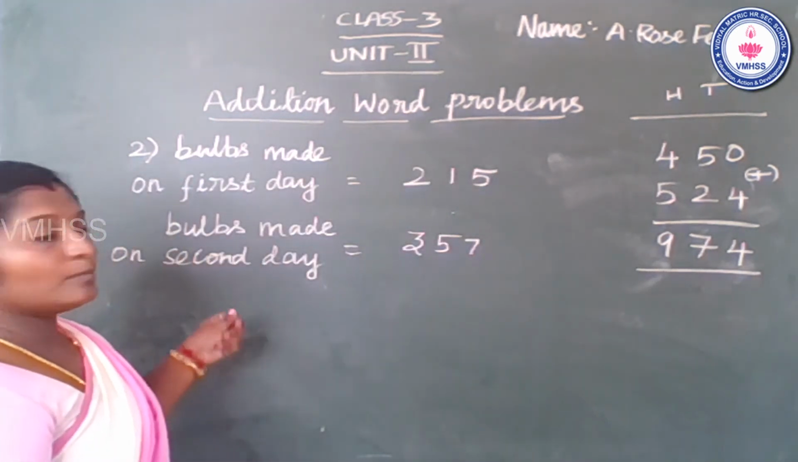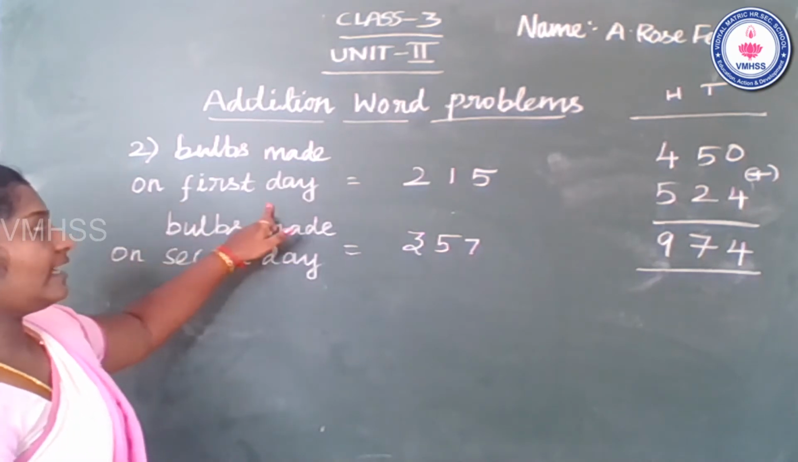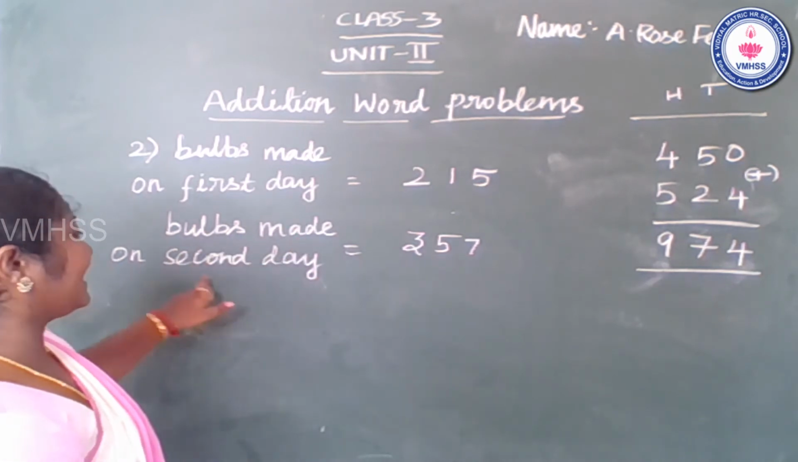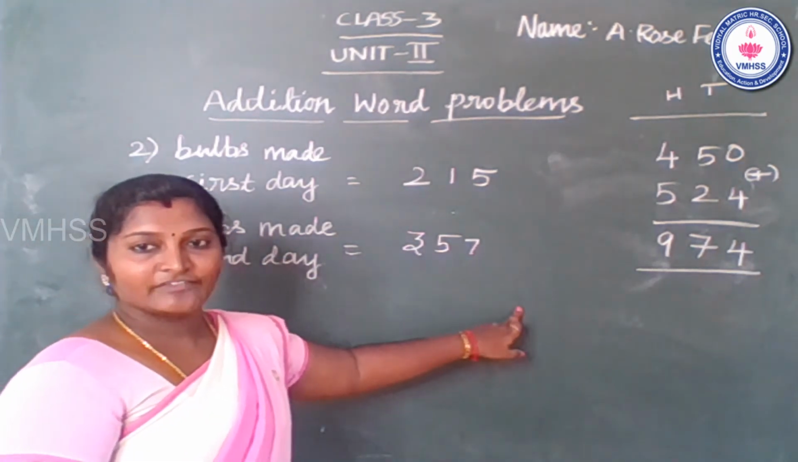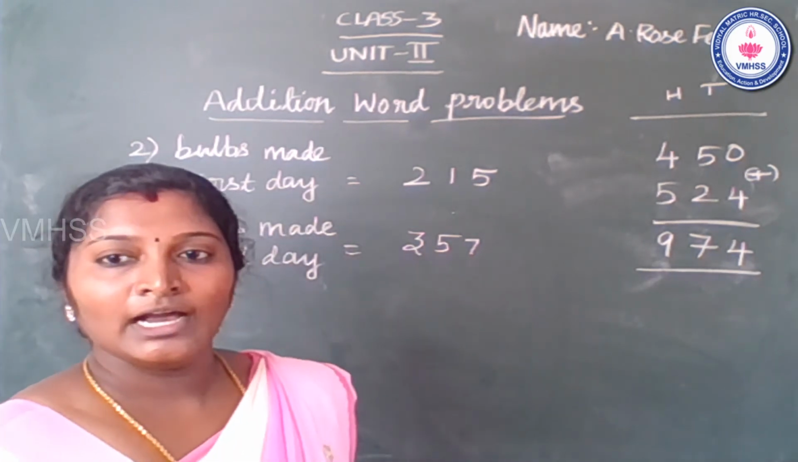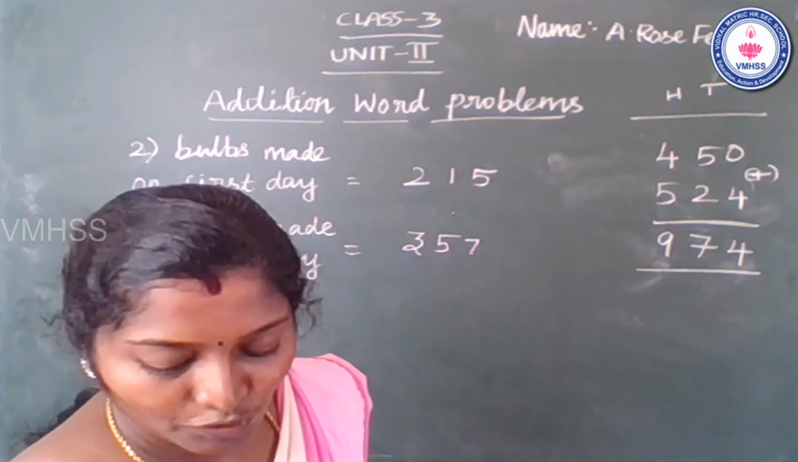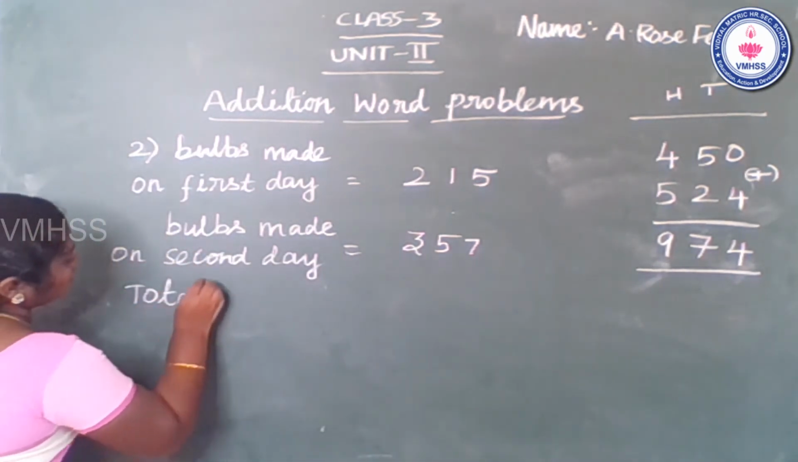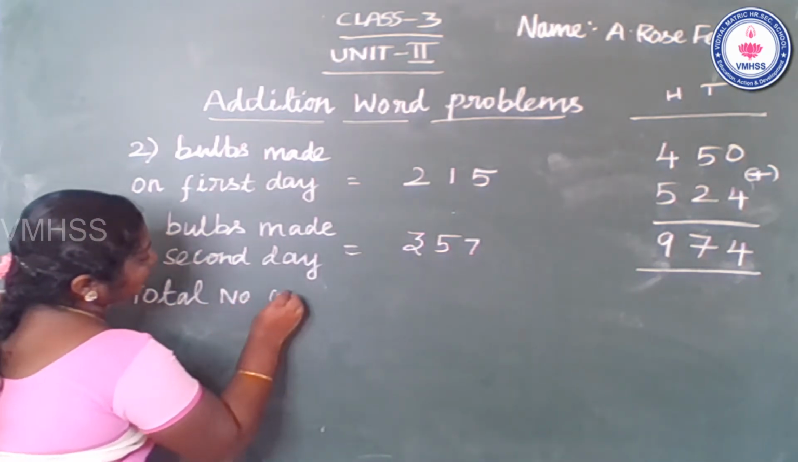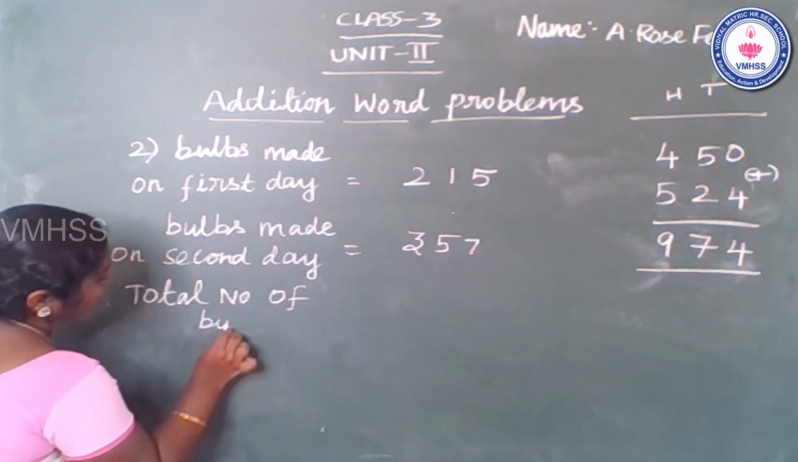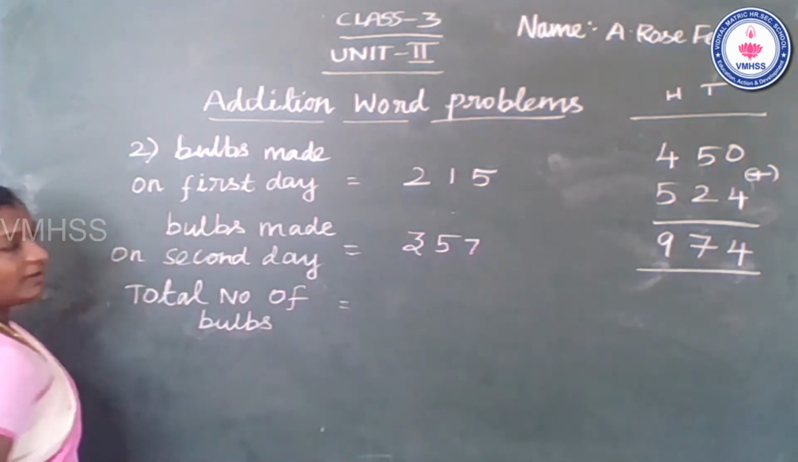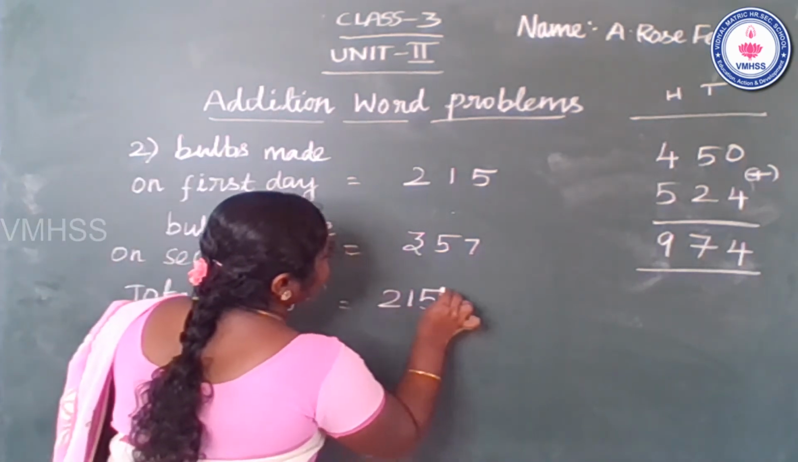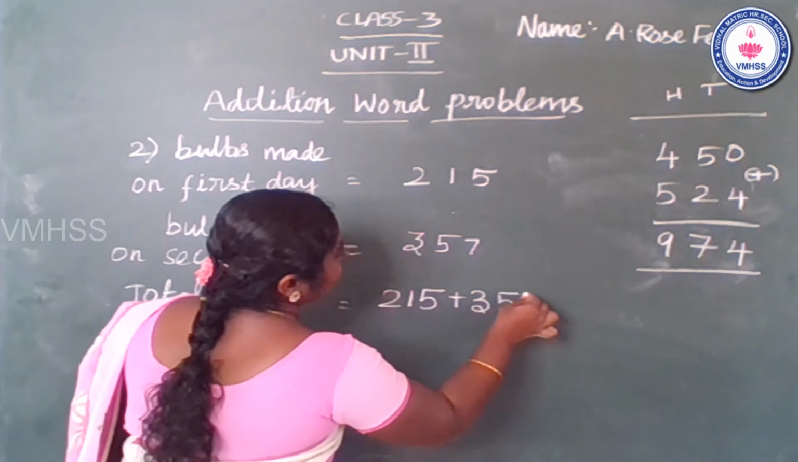So students, please see the board. Bulbs made on first day 215. Okay. So second, bulbs made on second day 357. So what is the question? How many bulbs did the factory make altogether? So total number of bulbs are altogether. Okay. Total number of bulbs. Okay, so how to calculate? Very good. Addition. 215 plus 357.